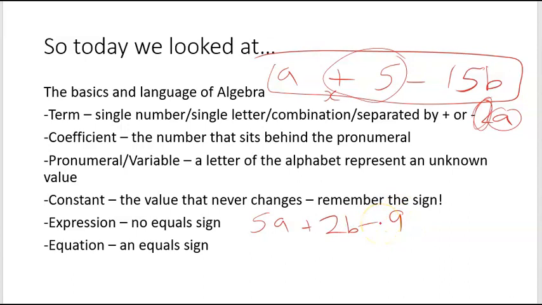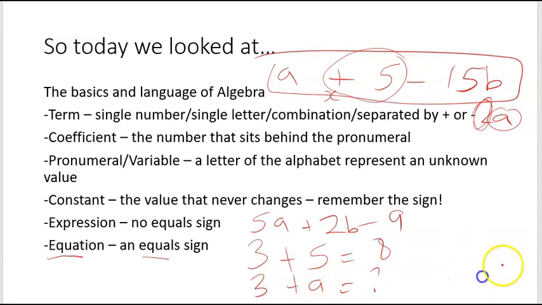An equation has an equal sign. So 3 plus 5 equals 8. Or you could have, as in my previous example, 3 plus a equals what? And then you're told a equals 5.